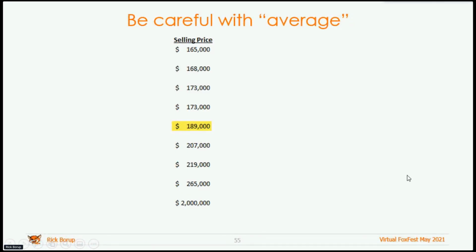The term average gets used in kind of a generic sense very frequently, but it can be very misleading. In this list of 9 numbers, which represent selling prices of homes, 189 is the median. It's the point at which there's an equal number of data points below and above.